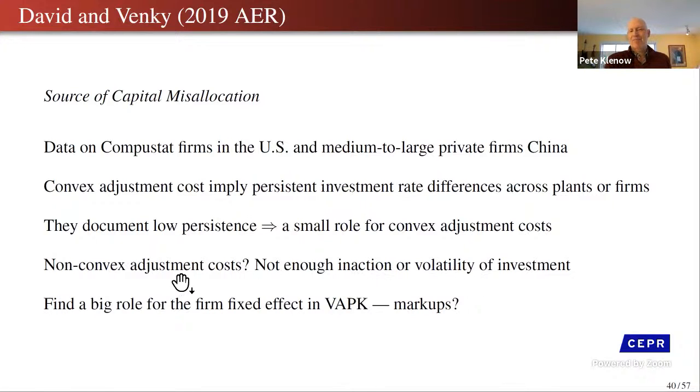So in the end, they end up saying, yes, there's adjustment costs. Yes, adjustment costs contribute to some of the dispersion in these average products in the US and in China, but it's not much of it. It's like a sixth of it rather than the dominant role that Asker et al. were giving it. So they find some sort of other big fixed effect in this average product, and things like markup dispersion might be important for that.